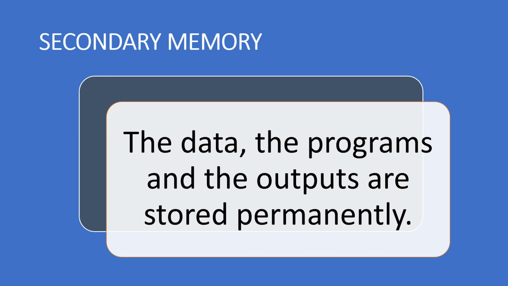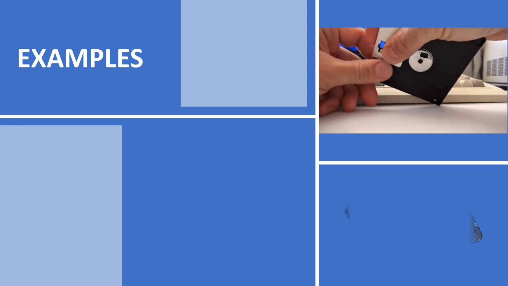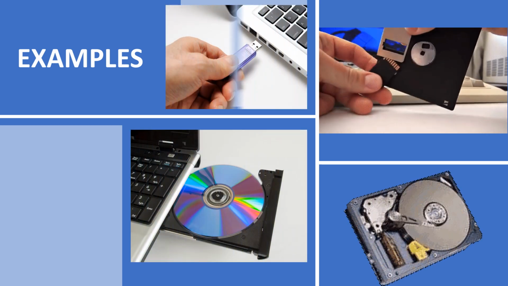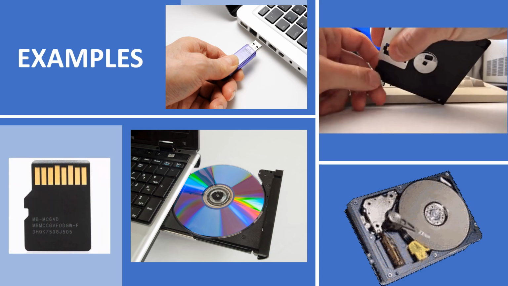Secondary memory. In the secondary memory, the data, the programs and the outputs are stored permanently. Examples of secondary memory are floppy disk, hard disk, optical disk, flash drive, memory card.